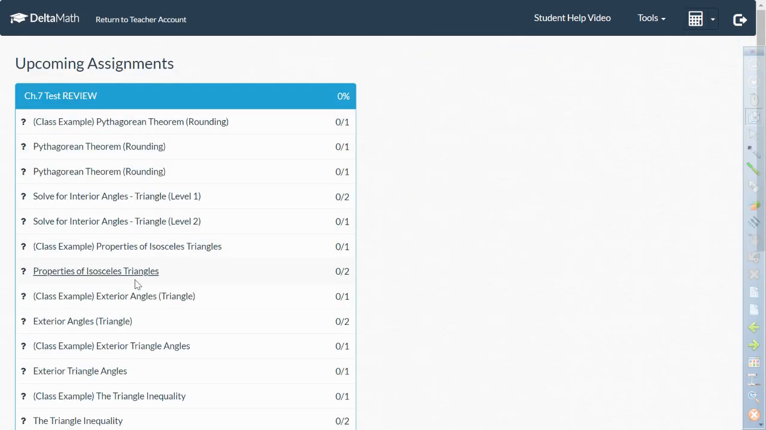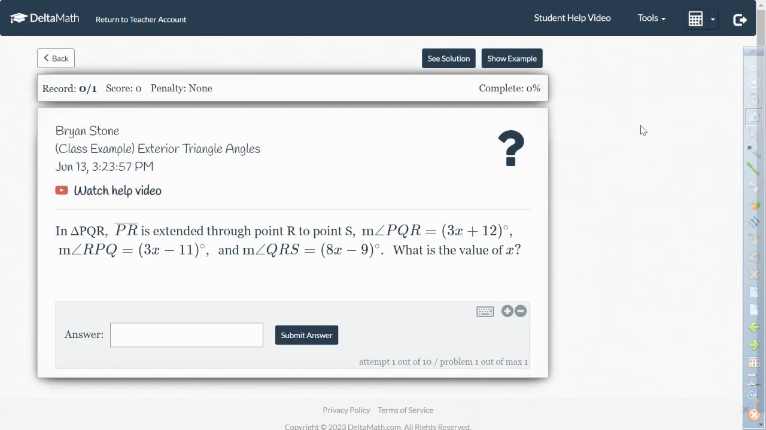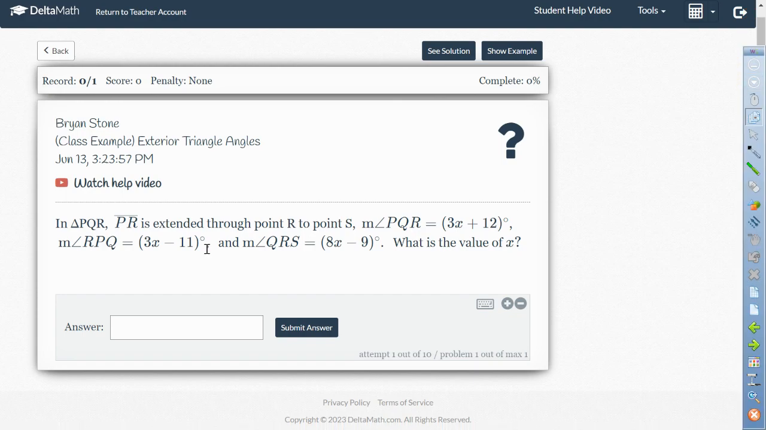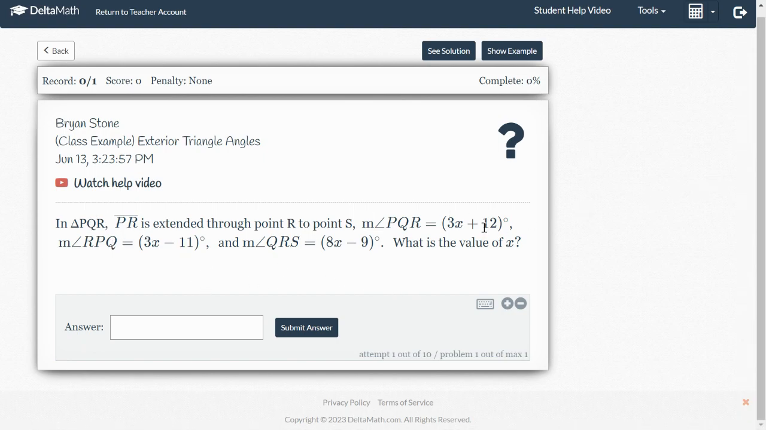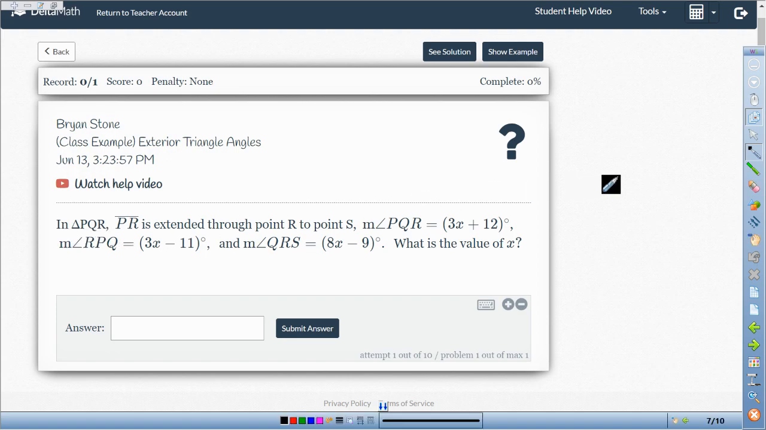All right, moving along. Next one, exterior triangle angles. Go ahead and click on this example here. This one throws quite a bit at us. It's describing a triangle. So before we get too stressed, let's draw the triangle they're talking about. We've got triangle PQR, so let's draw that. I'm just drawing a generic triangle. This is PQR.